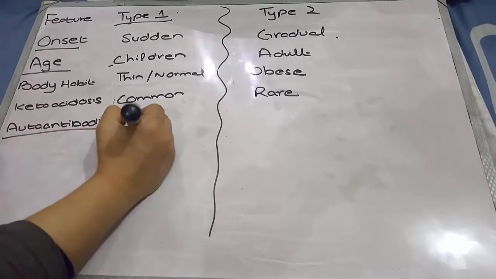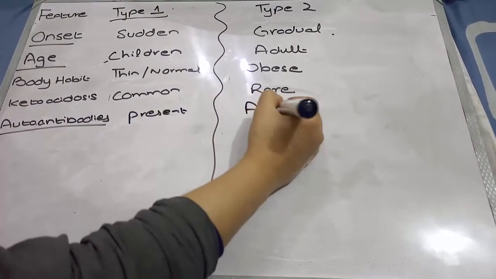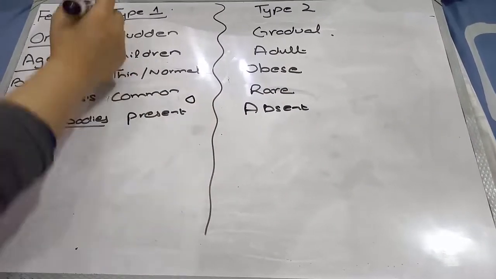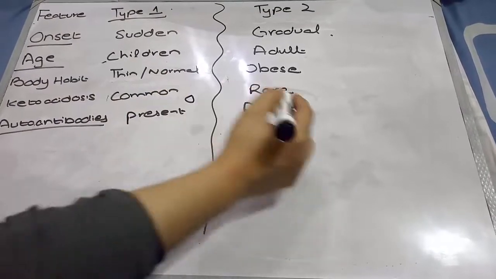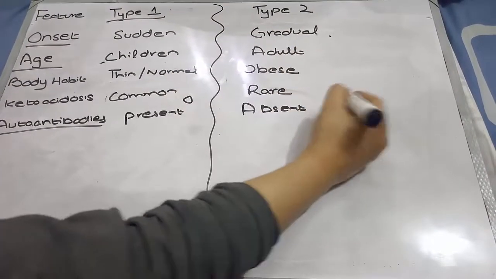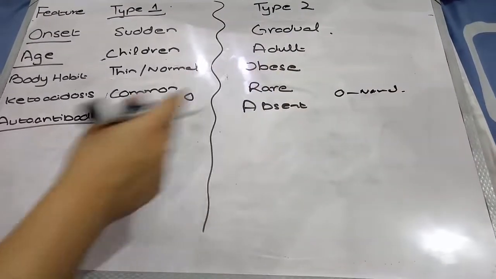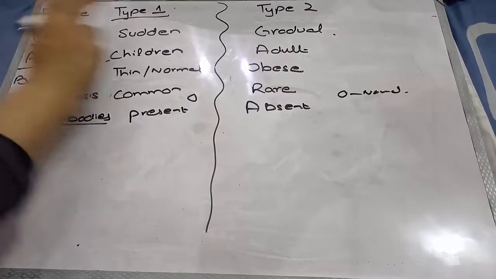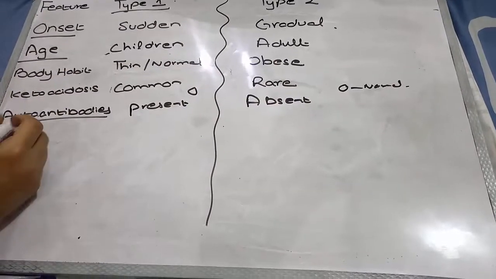Autoantibodies are present in type 1 diabetes and these are absent in type 2 diabetes, because we have discussed that beta cells are destroyed in type 1 diabetes, and these are mostly destroyed by your own body. Whereas in type 2 diabetes, beta cells are normal, but there is cellular resistance to insulin. So that's why autoantibodies are present mostly in type 1 diabetes, whereas they are absent in type 2 diabetes.